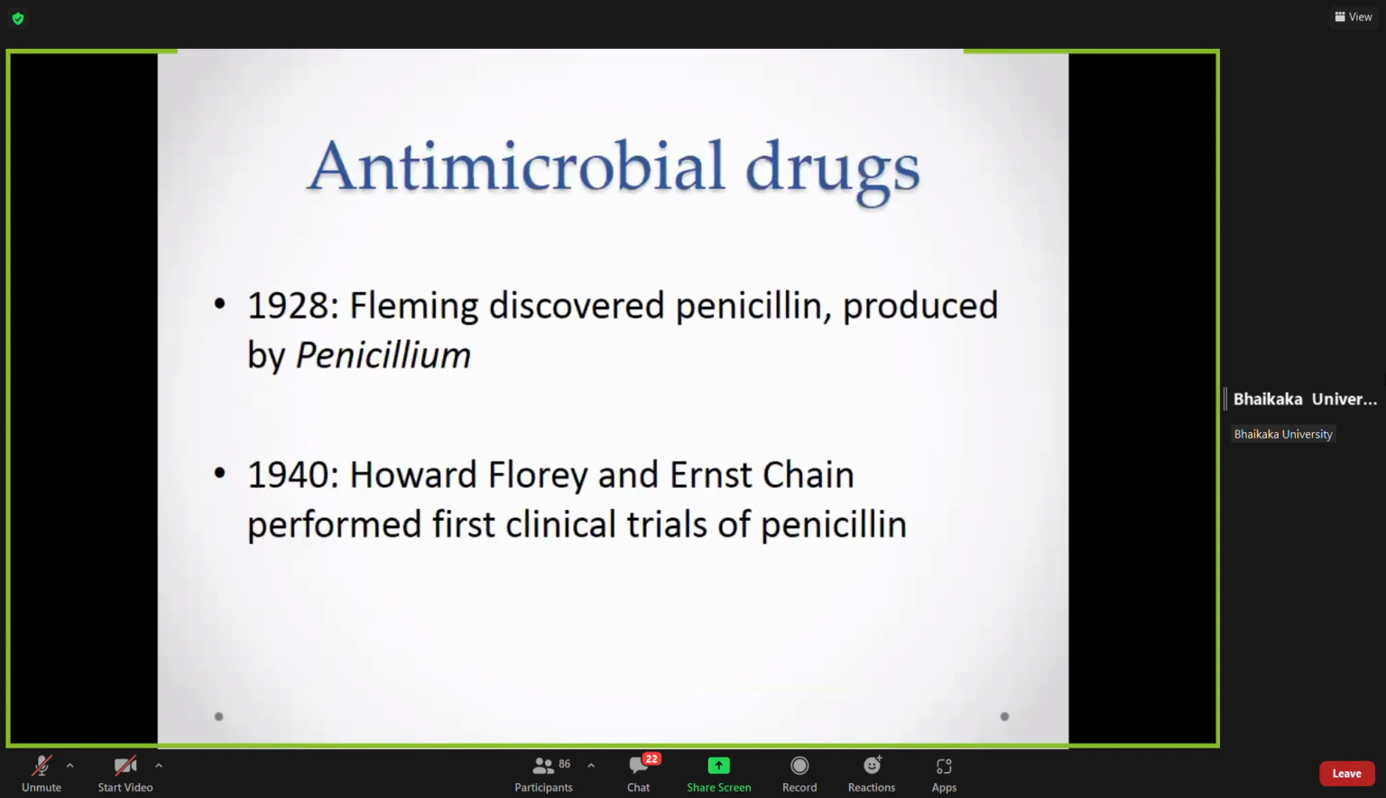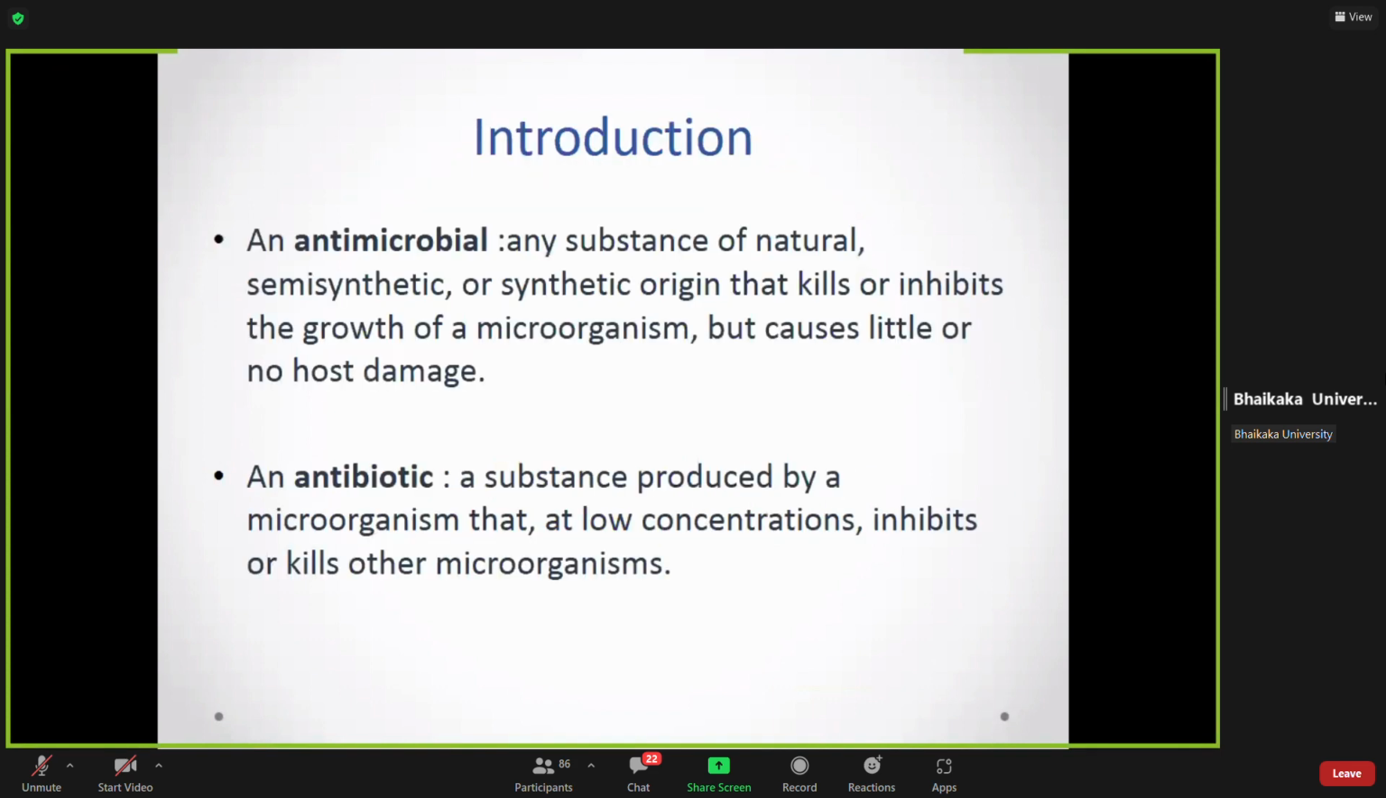In 1928, Fleming discovered penicillin, which is produced by penicillium. In 1940, Howard Florey and Ernest Chain performed the first clinical trial of penicillin, which has helped everybody. An antimicrobial agent is a substance of natural, synthetic, or semi-synthetic origin that kills or inhibits the growth of microorganisms but causes little or no host damage. If it causes a little damage, in pharmacological terms we normally know it as adverse drug reaction.